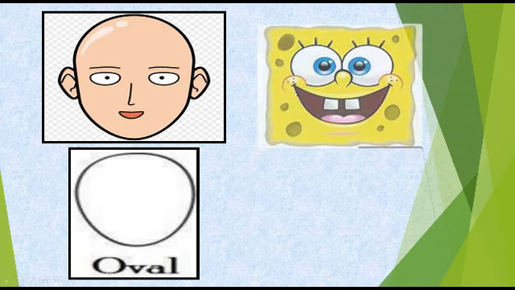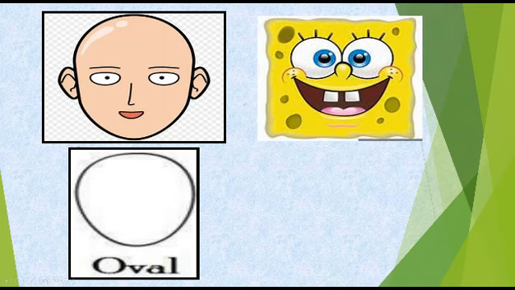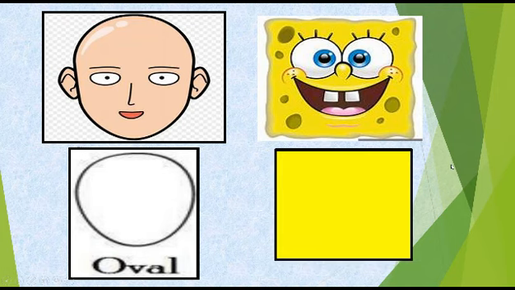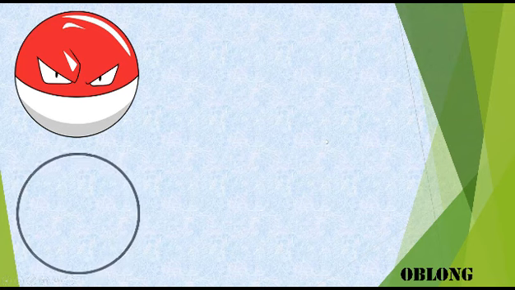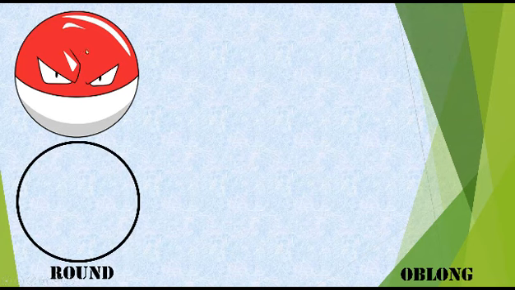And the next one is SpongeBob, right? SpongeBob has a square-shaped face, alright? So Saitama has an oval-shaped face, while SpongeBob has a square-shaped face. Okay. So the next one is Voltorb. Do you know Voltorb? Voltorb came from the cartoon Pokemon, or the Pocket Monster.